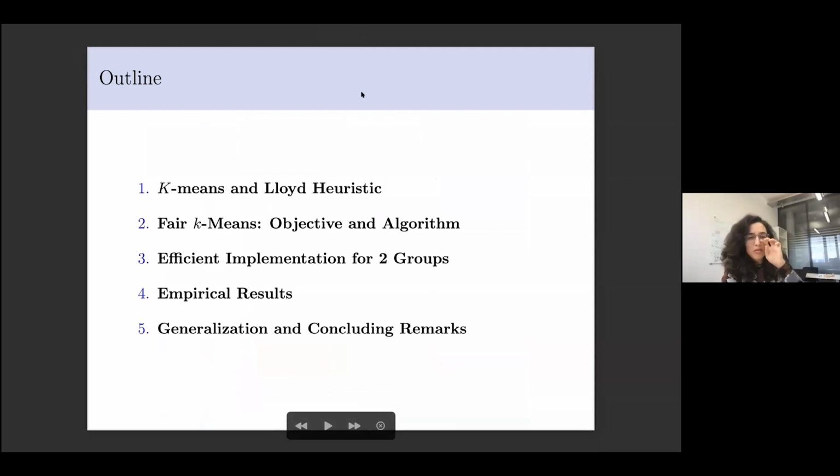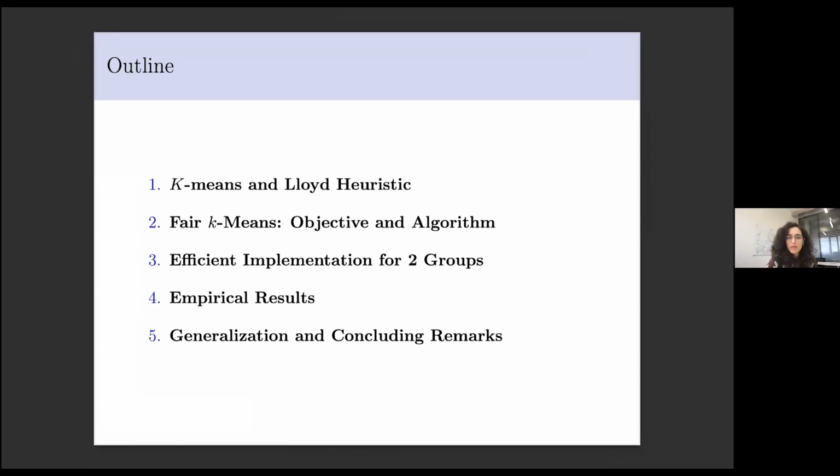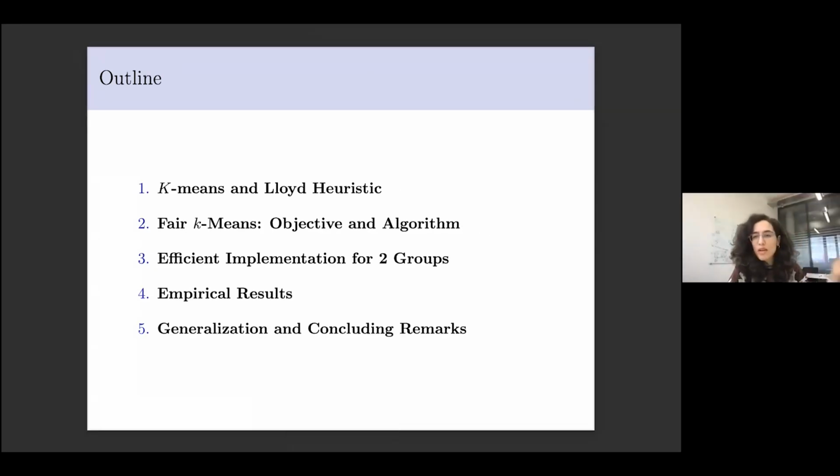I'm sure that many of you are familiar with k-means clustering. It's a very basic clustering algorithm that is used not only in computer science, but in many other domains as well. But still, I will give a brief overview of the k-means objective and Lloyd heuristic, which is probably the most widely used heuristic in practice to get a solution for k-means.